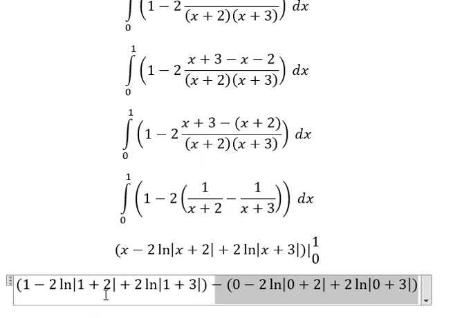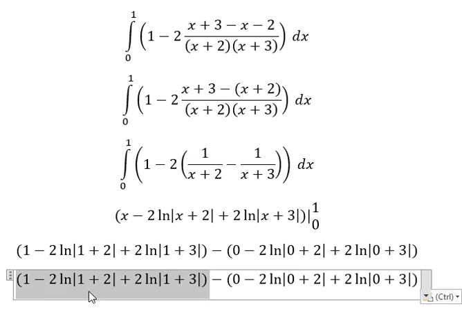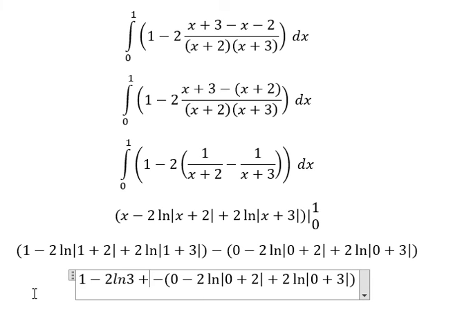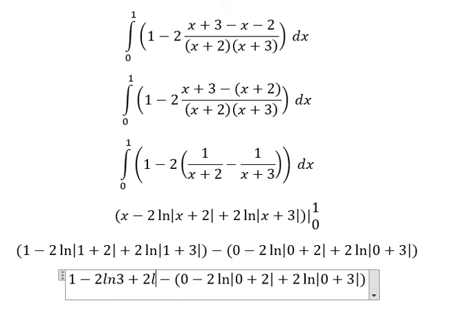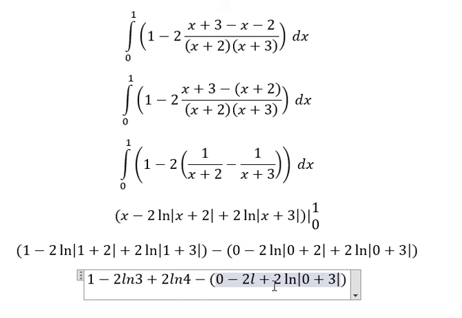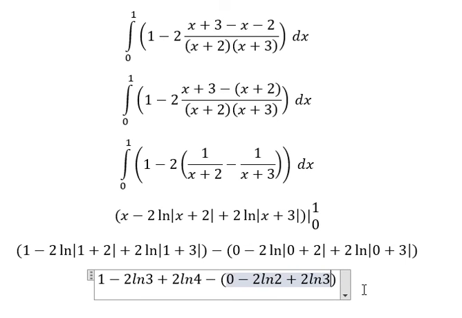So we simplify this one. We have 1 minus 2 ln 3, positive 2 ln 4. This one we have ln 2, this one we have ln 3. So we know that negative with negative we have positive, and this one we have negative.